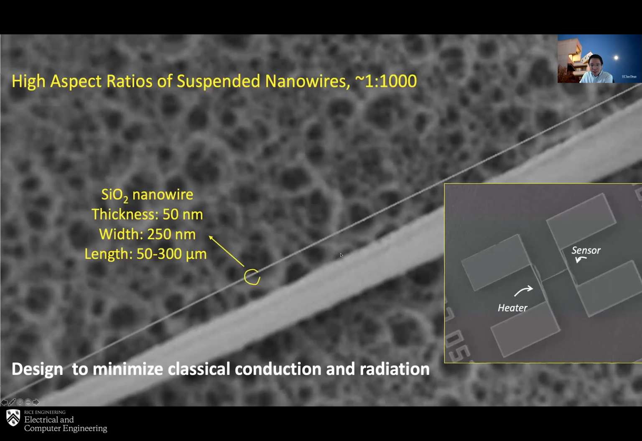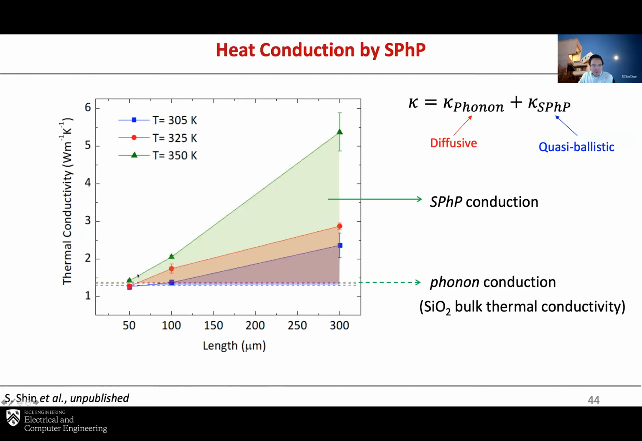I don't know why the slide is moving, but you can see this is thermal conductivity as a function of length of the nanowire, with the same cross-sectional area. When you have a very short nanowire, diffusive transport by phonons is dominant, and you have a thermal conductivity of about 1.3 to 1.4 watts per meter Kelvin. This is similar to that of phonons in silica, the bulk thermal conductivity of silica or glass.